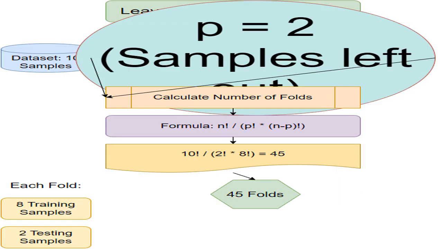In each iteration of the LeavePOut cross-validation, P represents the number of samples that are excluded from the training set and used as the test set. In this specific problem, P equals 2, meaning 2 samples are held out as a test set in every iteration.